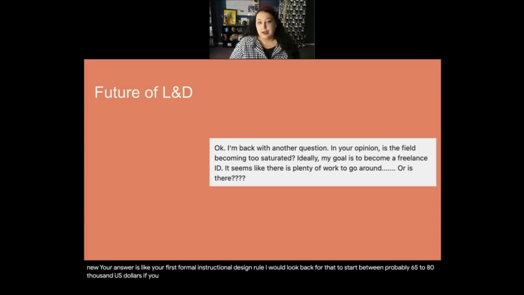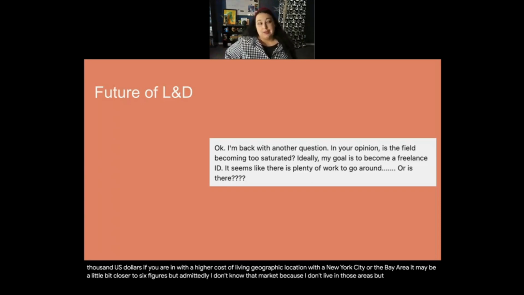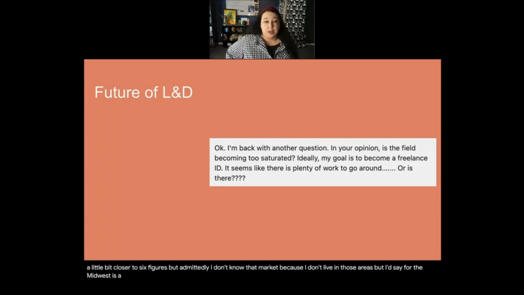If you are in a higher cost of living geographic location, like in New York City or the Bay Area, it may be a little bit closer to six figures. But admittedly, I don't know that market because I don't live in those areas. For the South, it would be a little bit less, depending, again, if you live in the Atlanta metro area or something. But if you live in the South, I think it might be a little bit lower, so maybe like 55 to 75, something like that.